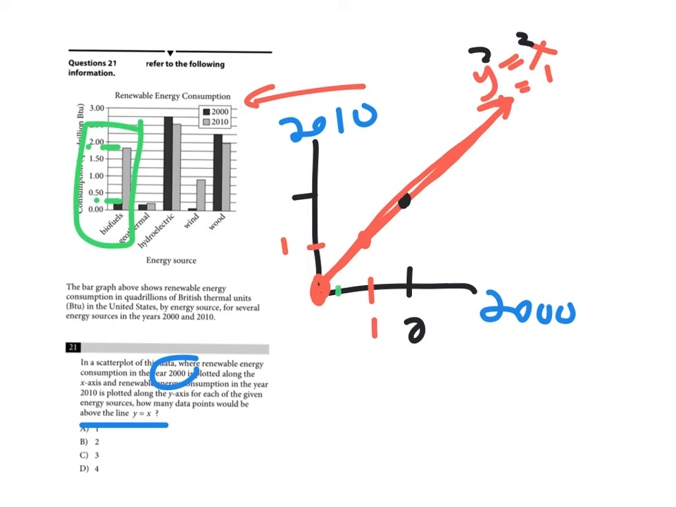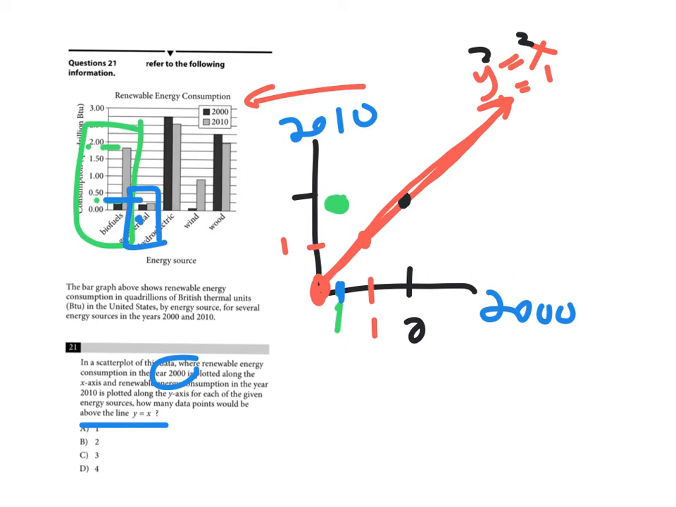So 0.25 here is that on the 2000 axis. 1.75 is close to 2, so there is that point. That's clearly above the line y equals x. Now for the geothermal, the year 2000, it looks like we're about 0.3, which is about here. And then in 2010, it looks like we're about 0.4 maybe, which is about here.